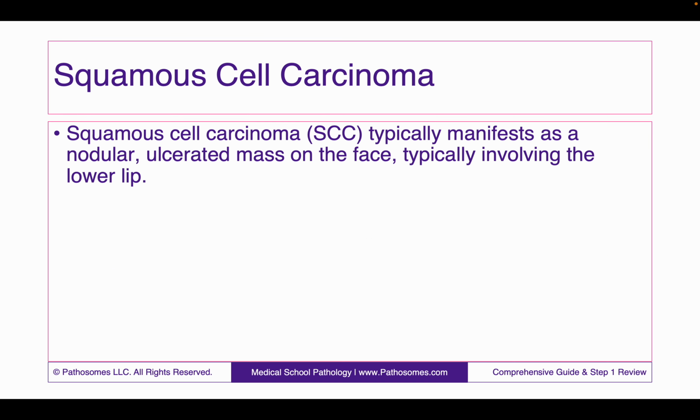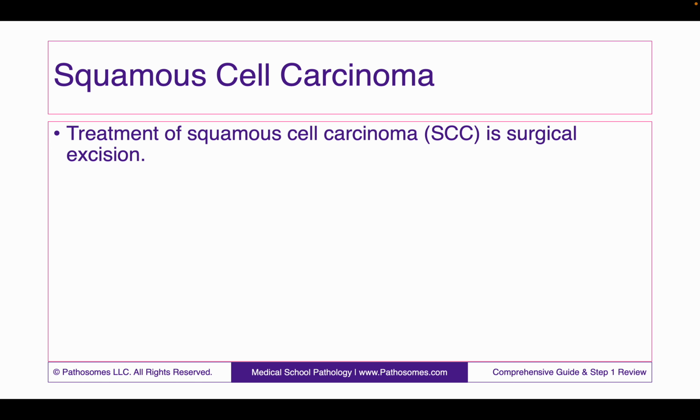Squamous cell carcinoma typically manifests as a nodular, ulcerated mass on the face, typically involving the lower lip. Treatment of SCC, of squamous cell carcinoma, is surgical excision. And you want to make sure the margins are clear, right?